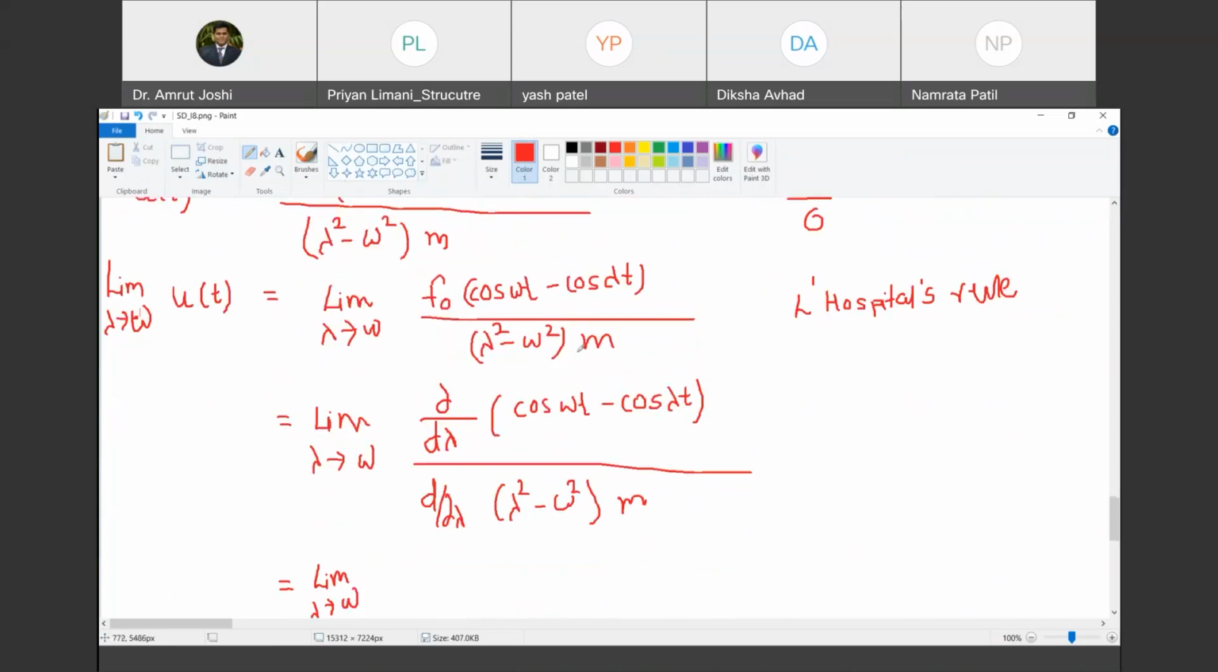What is the differentiation of the numerator? The differentiation of cos omega t will be 0 because that quantity doesn't involve lambda. So as far as lambda is concerned, cos omega t is constant. Therefore, this term is 0.